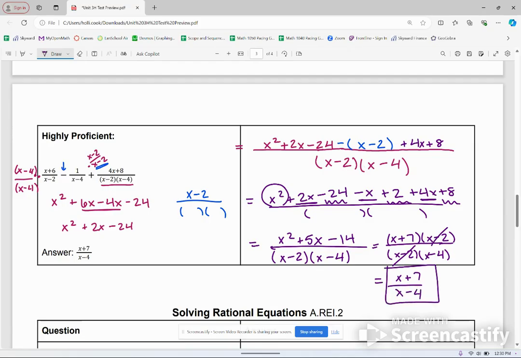All right, and that is adding and subtracting rationals.